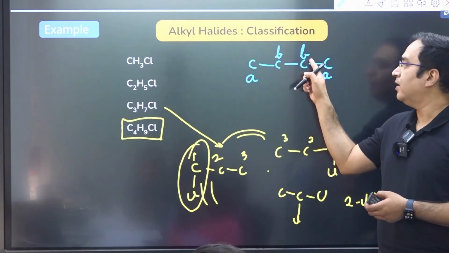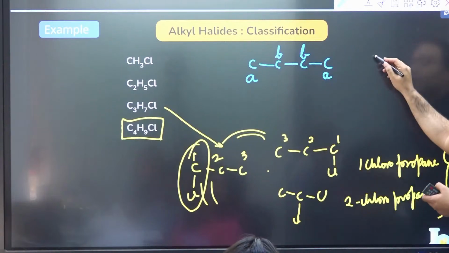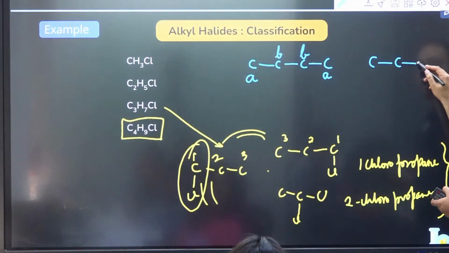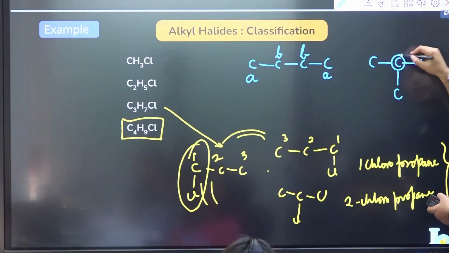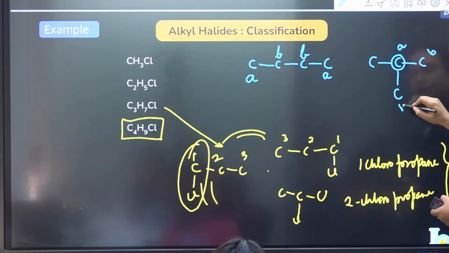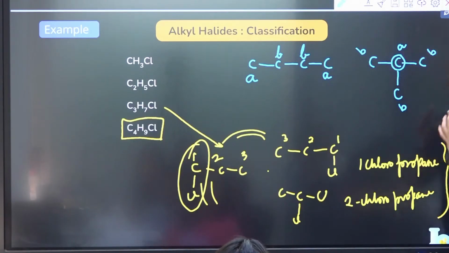Butane. And in this one, 2 chlorobutane. But 4 members can be in a branch also. This can also happen. And in this situation, this central one is, let's say I'm calling it A. All 3 are B. Why are all 3 B? See the symmetry of this structure.